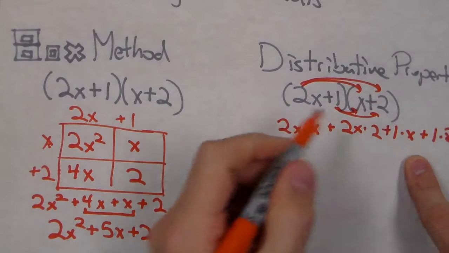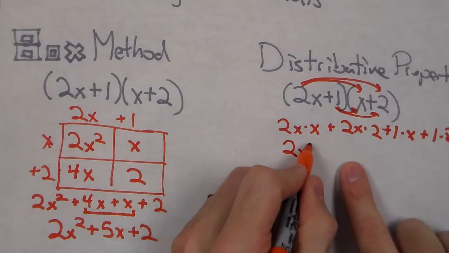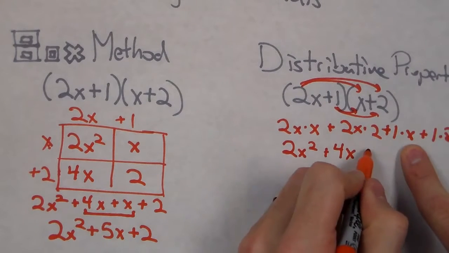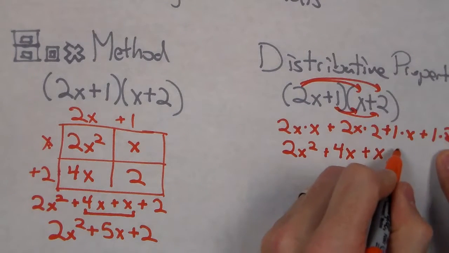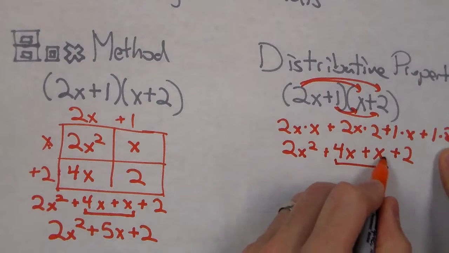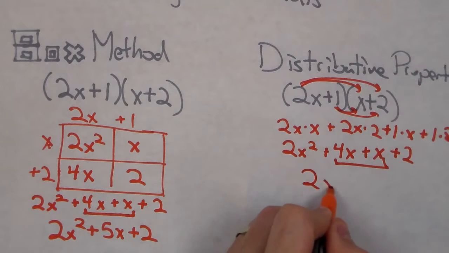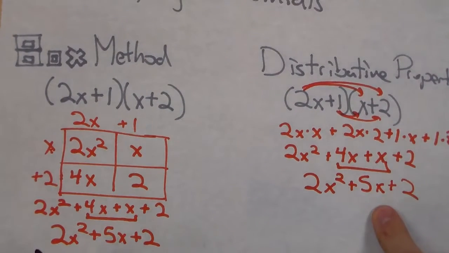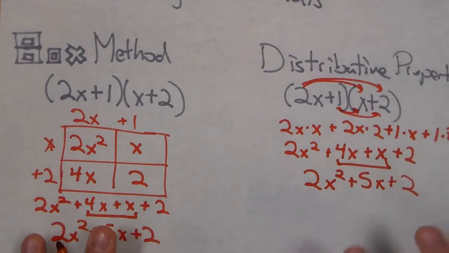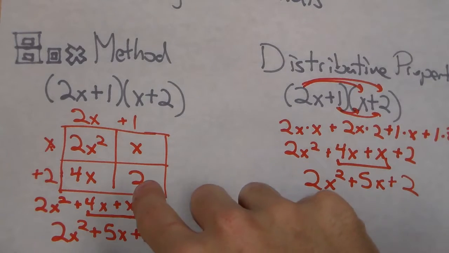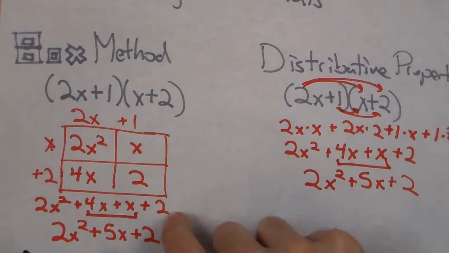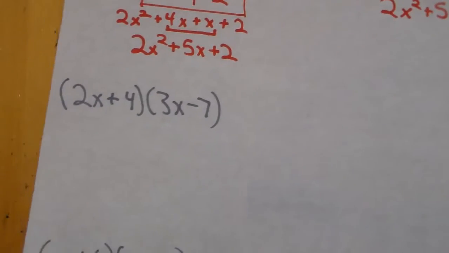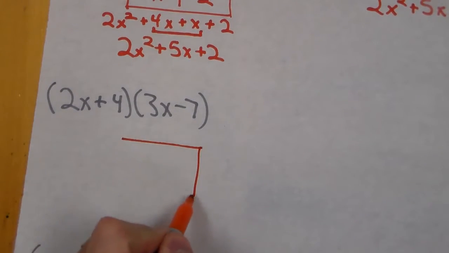Okay, so in doing these, I now have 2x times x is 2x squared, 2x times 2 is 4x, 1 times x is x, and then 1 times 2 is 2, giving me common like terms here, which becomes 2x squared plus 5x plus 2. Both get to the same end result. Both use the same parts, but I would recommend using the box method. It's going to keep you more organized. So just want to show you that you do have that option, distributive property, if you just don't want to listen to me.